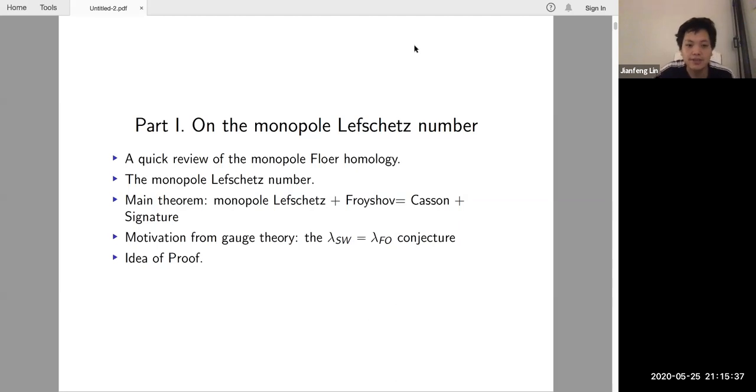Kessler invariant plus signature. And I will motivate this main result from some conjecture in gauge theory that relates some Seiberg-Witten invariant with some Donaldson type invariant. In the end of part one, I will sketch the idea of proof.